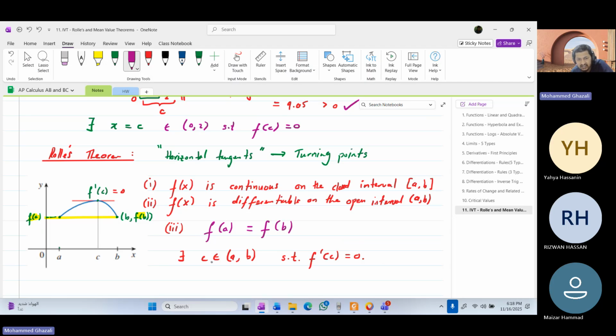So there exists a c in a comma b such that there definitely has to be a horizontal tangent. It doesn't matter how you connect. You can connect using infinite paths, even if you connect like this, or like this, right? There are so many ways to connect the two dots. The shortest way is a straight line, and if you join a straight line, it's still a horizontal tangent. It needs to be on the open interval a and b, such that f prime c is equal to 0.